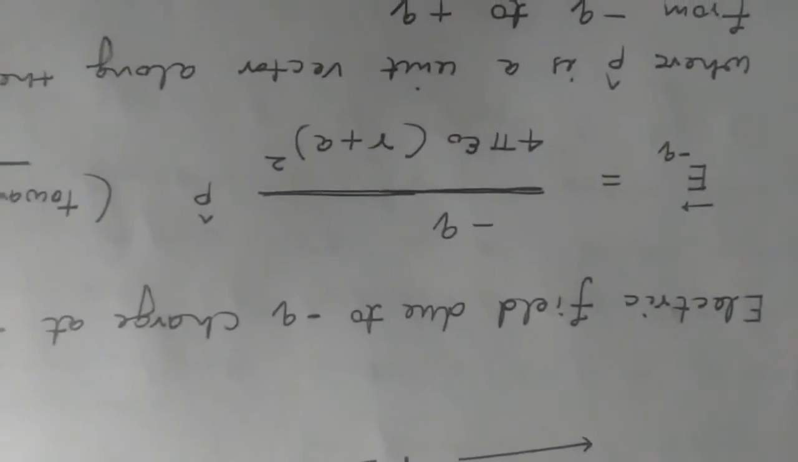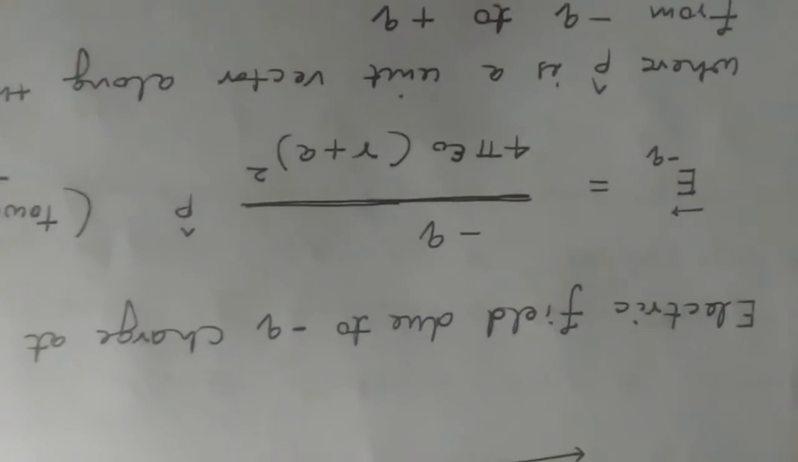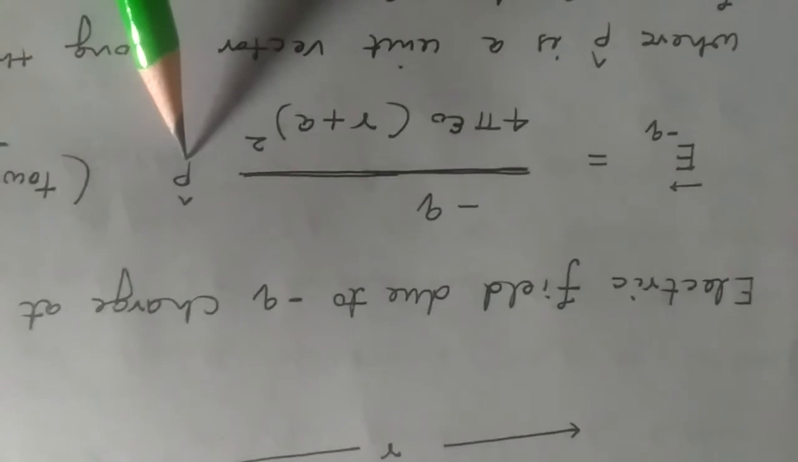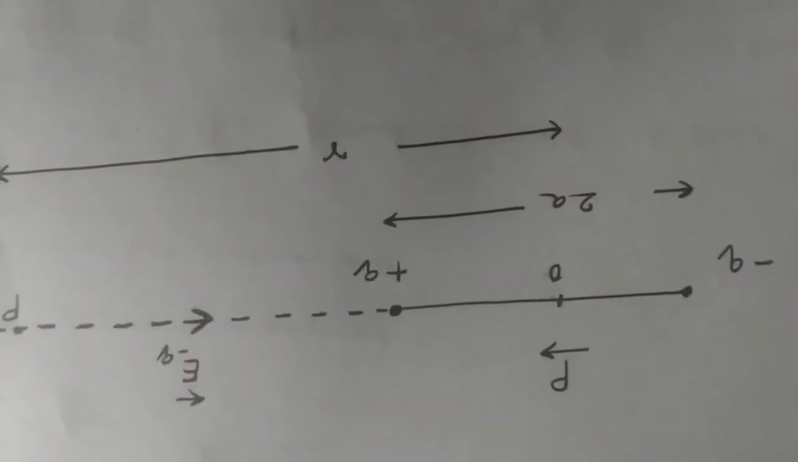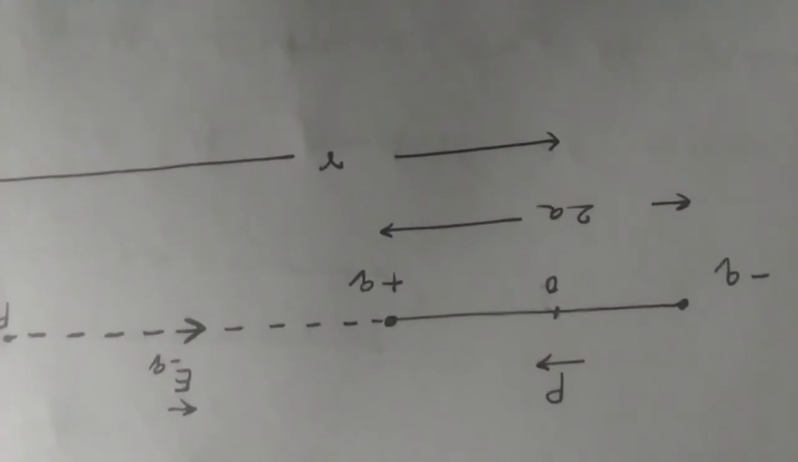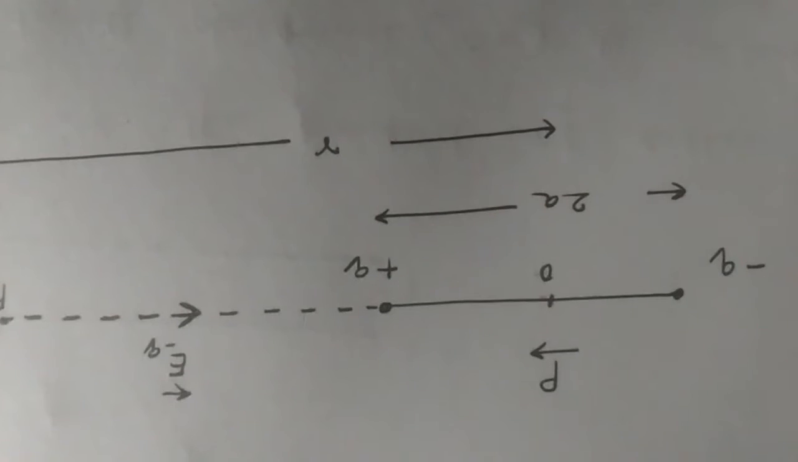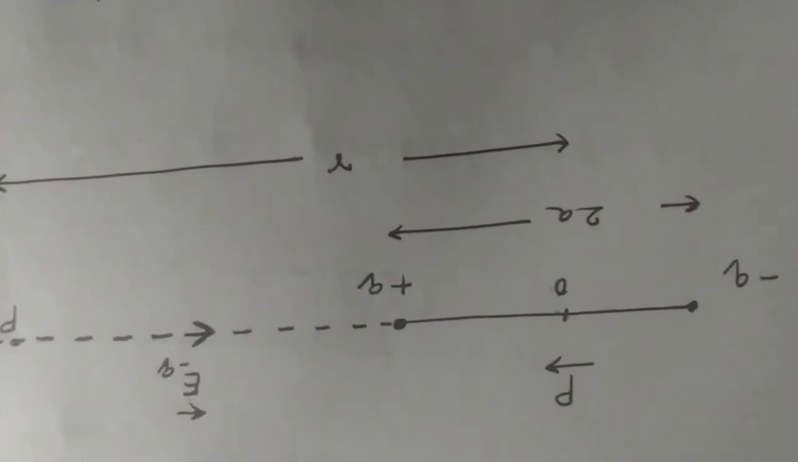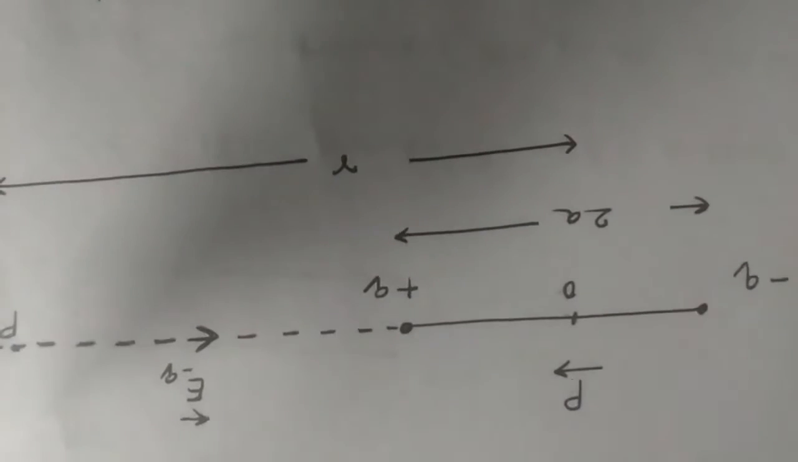That is why I mention here r plus a whole square into p cap, and the direction is towards left. Why towards left? Electric field due to negative charge, the direction is toward left, because electric field lines due to negative charge start from infinity and end at the charge. So this is the reason for towards left.